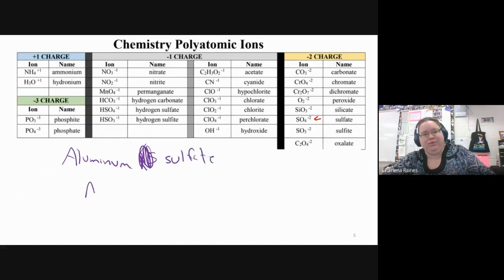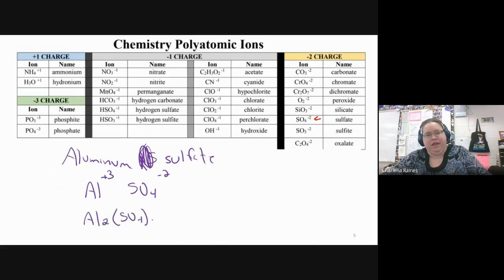I know that aluminum has a charge of 3, sulfate has a charge of 2. My charges can't reduce, they don't balance out, so we just swap and drop. I've got 2 aluminums and 3 sulfates, but I'm not going to find the mass for sulfate on my periodic table. I have to look at the individual mass of each element.